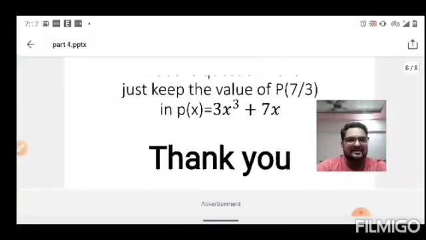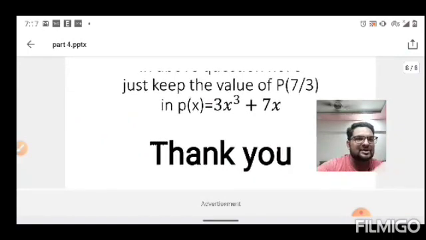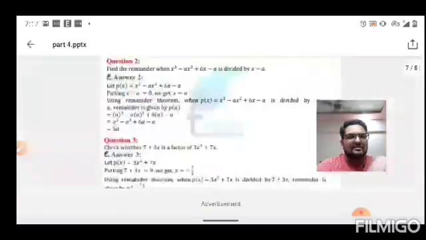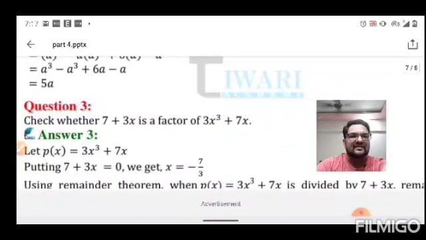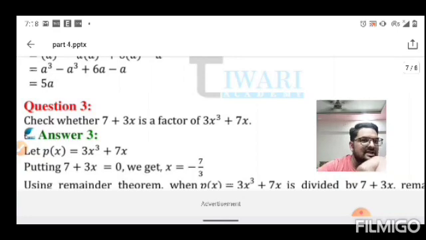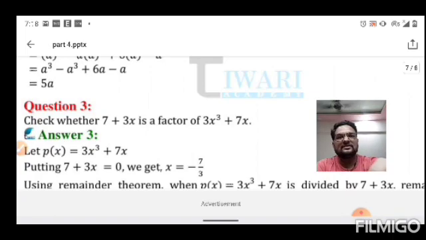And I have not done that question completely because I want to give that question to you as homework. So let me go back once again to the previous slide, question number 3, to check whether 7 plus 3x is a factor of 3x cube plus 7x. So actually what I mean to say is that you need to put the value of x, that is minus 7 upon 3, in the given polynomial 3x cube plus 7x, where you will finally get the answer to the question, that is whether it is a factor or not.